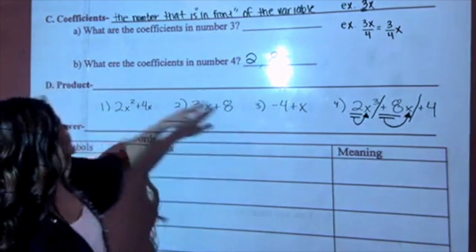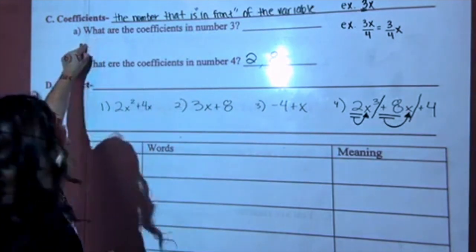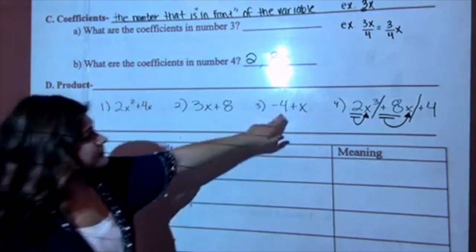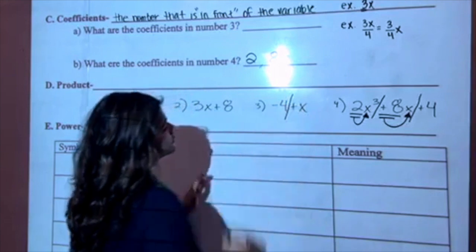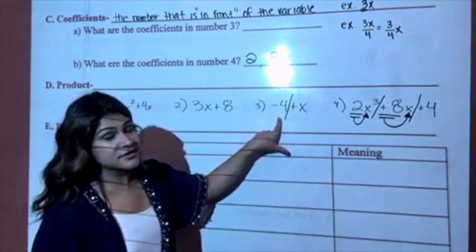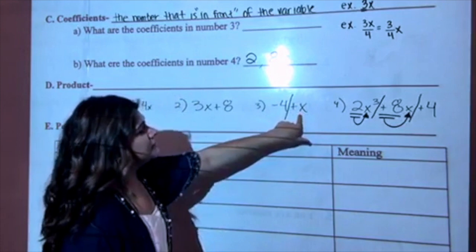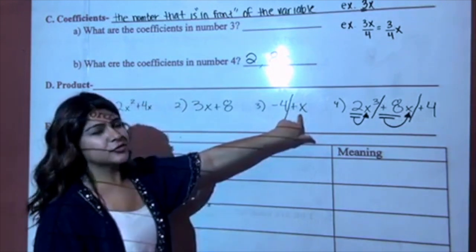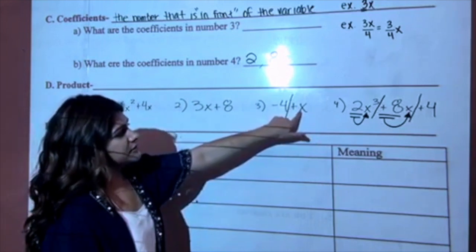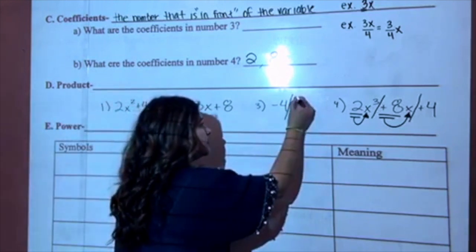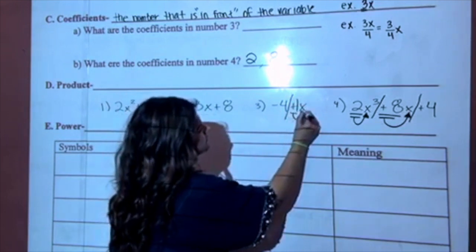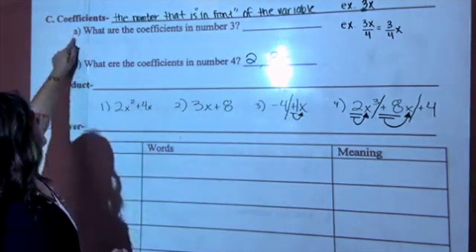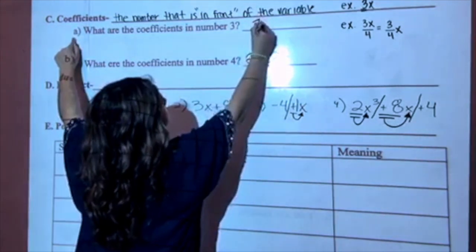Whoops, I totally forgot to do letter A. Thanks for the reminder, Mr. Riggs. So it says, what are the coefficients in number 3? So sorry, I skipped ahead. Well, in number 3, we've already established that -4 is a constant. And looking at this x right here, we have to think, is there a value that's being multiplied to x? Or do we know how many x's are here? Well, if we put in our hidden 1, we can clearly see that there is 1x in this expression. So the coefficient for this problem is positive 1.